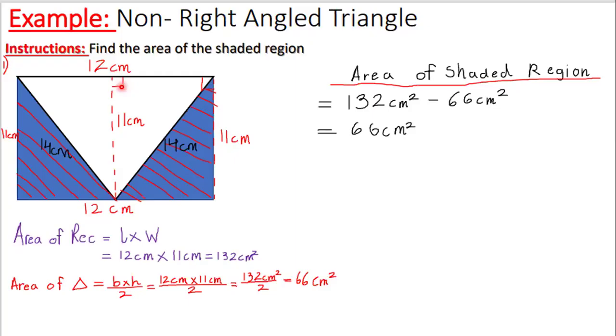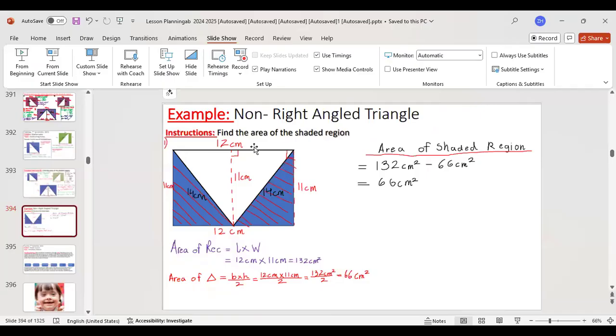So this is when you don't have a right angle triangle. You could also do it like this: 12 centimeters, and then this length is the height. So it's going to be 12 times 11 divided by 2, which gives us 66. So we get 132 minus 66, which gives us 66. That's how we do something like that, where it is not a right angle triangle. Does that make sense to y'all? Let me know.